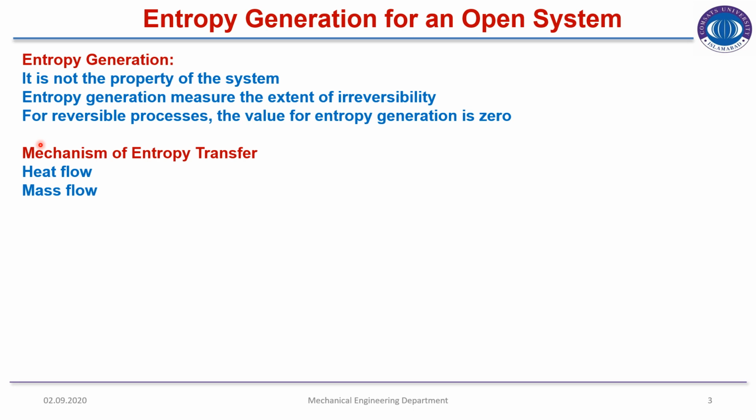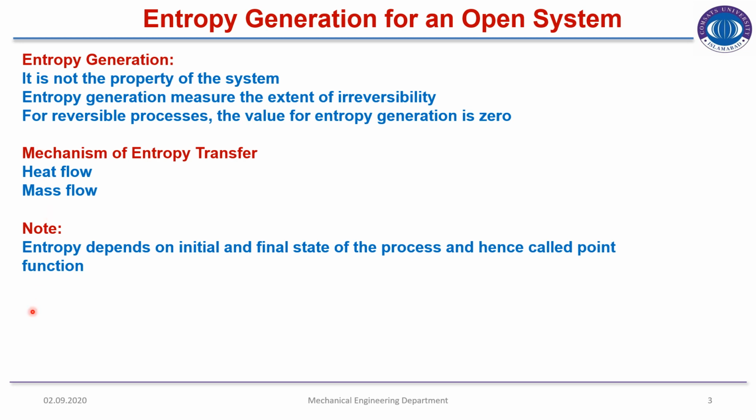Similarly, the second mechanism of entropy transfer is mass flow. Whenever mass is entering or exiting the system, there will always be an entropy term. Particularly for an open system, mass is allowed to enter or leave the system, and there is energy interaction also. Therefore both mechanisms for entropy transfer we will discuss in this topic.